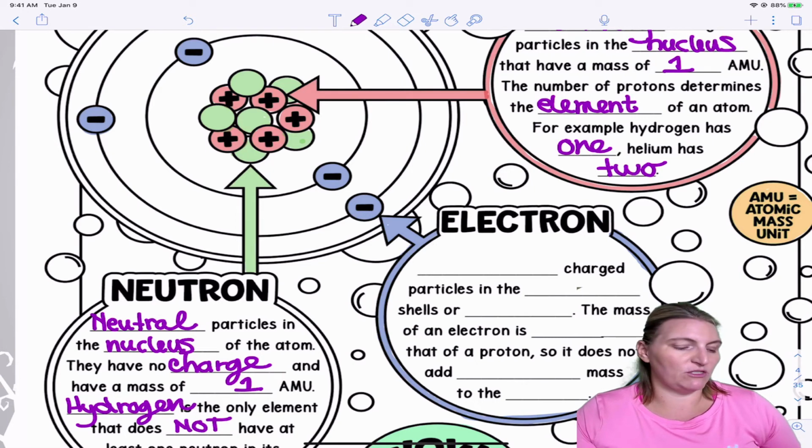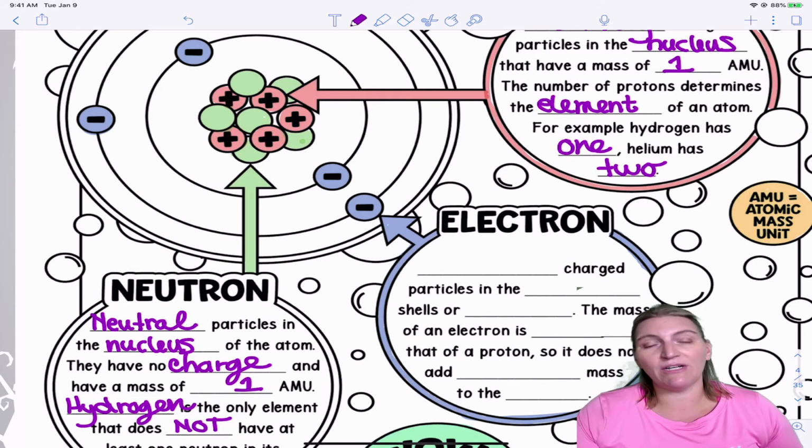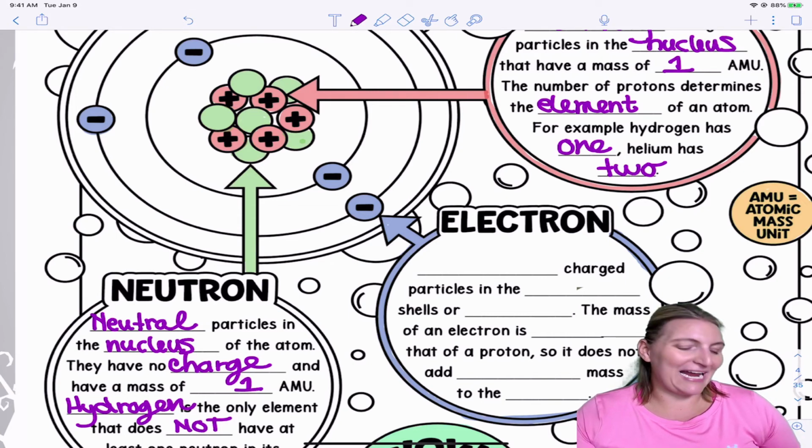So let's write down the notes about electrons. Electrons are negatively charged particles in the electron shells or the energy levels. The mass of an electron is about 1,850th of that of a proton. So it does not add significant mass to that of the atom.